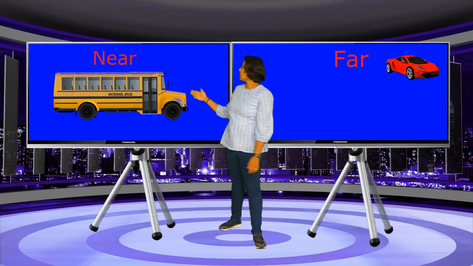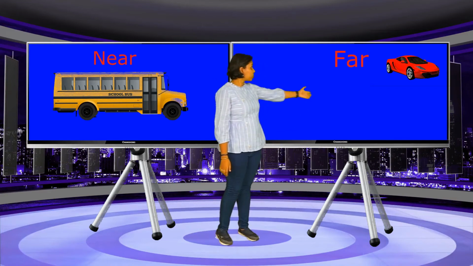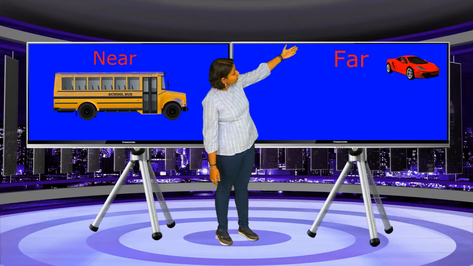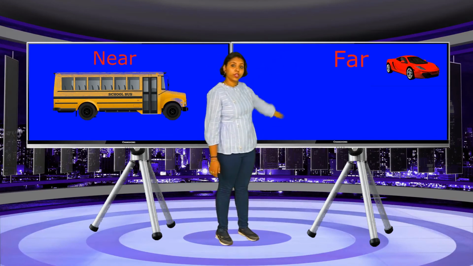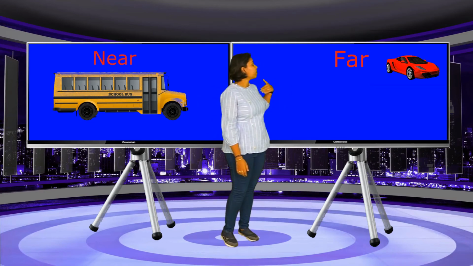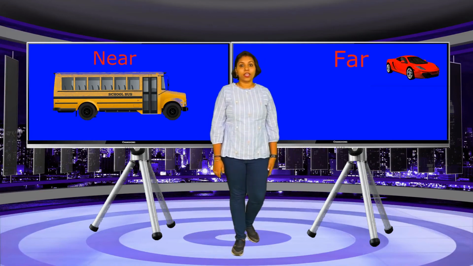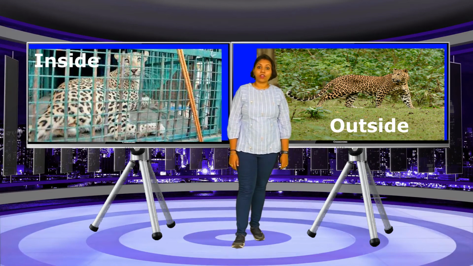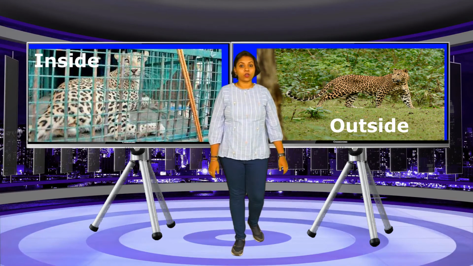And now you can see the bus is very near to me. You can see the school bus which is very near to me, right? And here in this picture you can see the car has gone very far from me. It is very away from me. बहुत दूर है, right? So near यानी पास, okay? And far यानी दूर. Near and far, okay? Now the next comparison we are going to learn is inside and outside, okay?